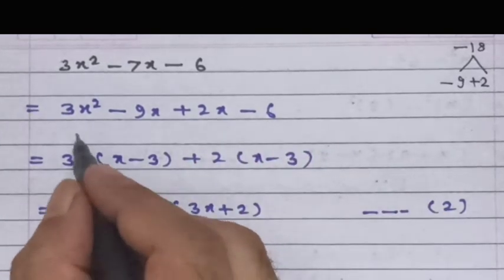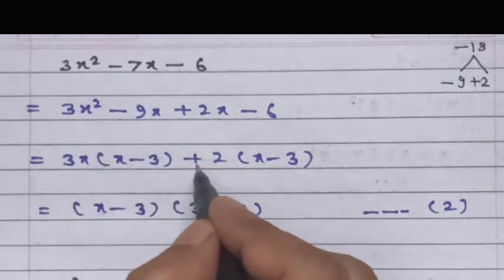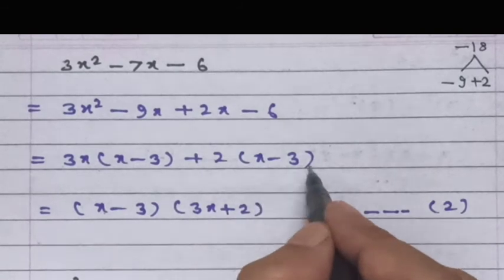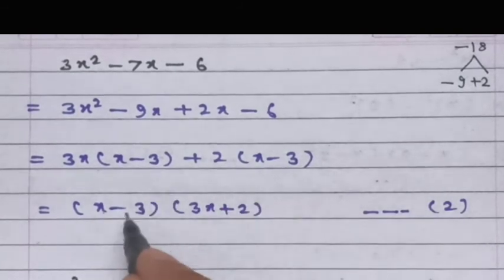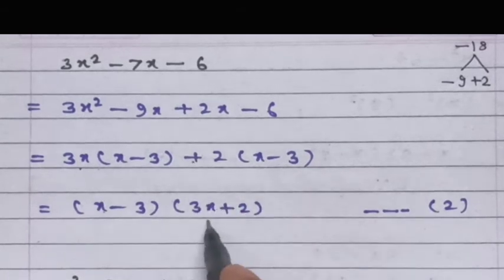Take 3x common, so 3x is gone out, so x minus 3 plus 2 is common, x minus 3. x minus 3 is common, so write x minus 3, and here 3x plus 2. So 3x plus 2, mark it second.